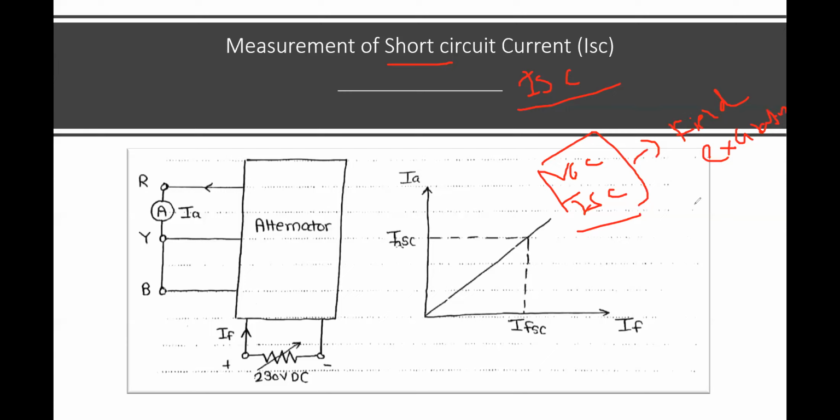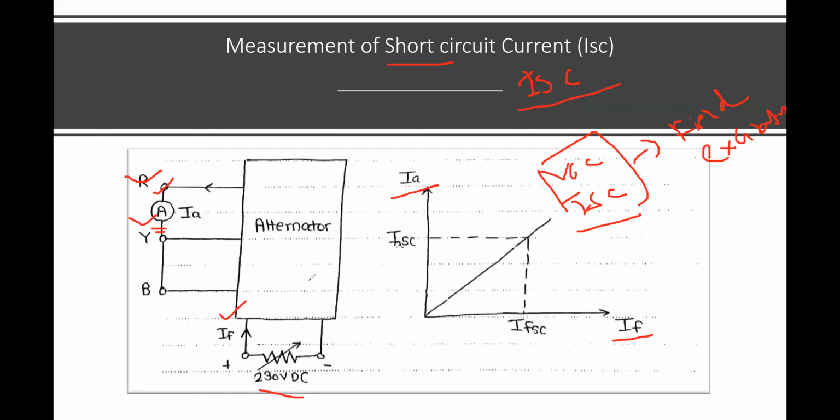Field excitation means on the x-axis there is the field current, and on the y-axis there is the armature current. Now, what are the precautions to be taken when I calculate ISC? The first precaution is the ammeter. Here I short circuit the armature winding, and between R phase and Y phase I put an ammeter to measure the armature current. Here I connect a 230 volt DC supply to apply field excitation to the field winding. So this is your field current.